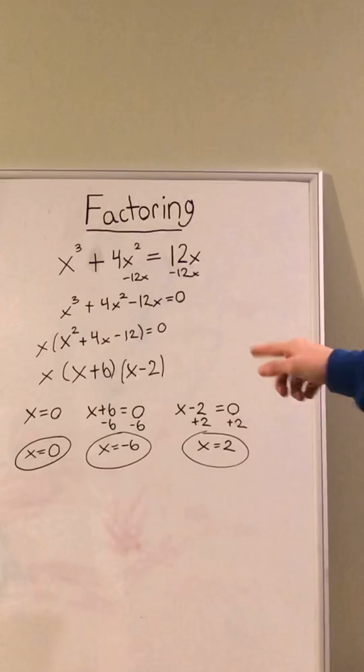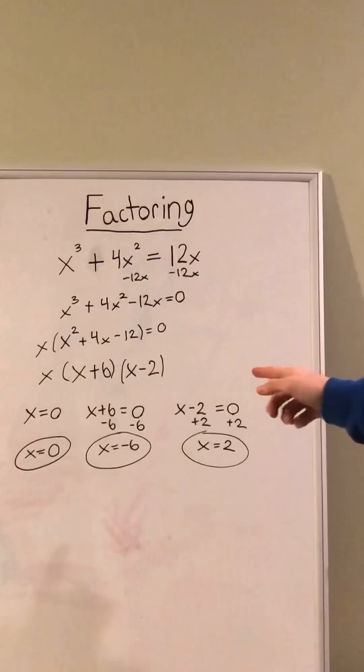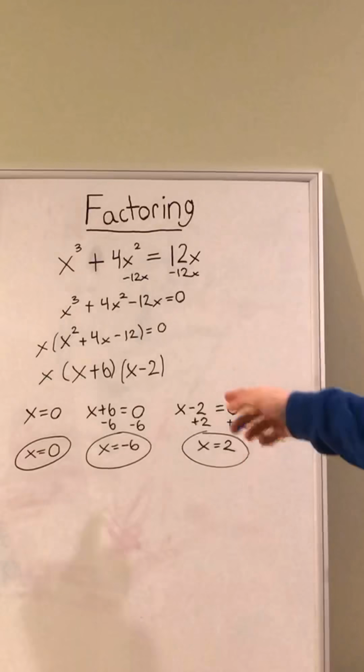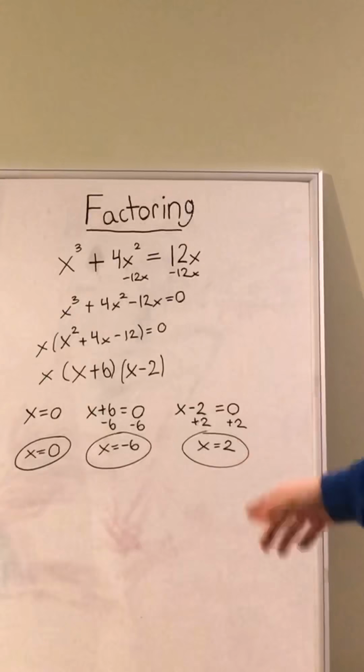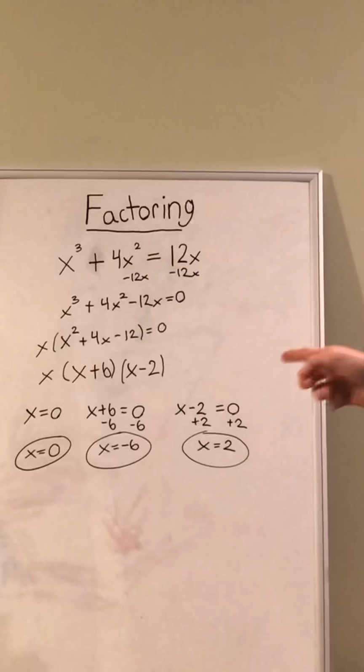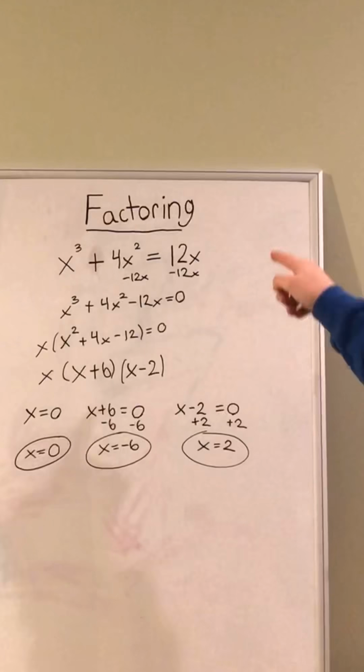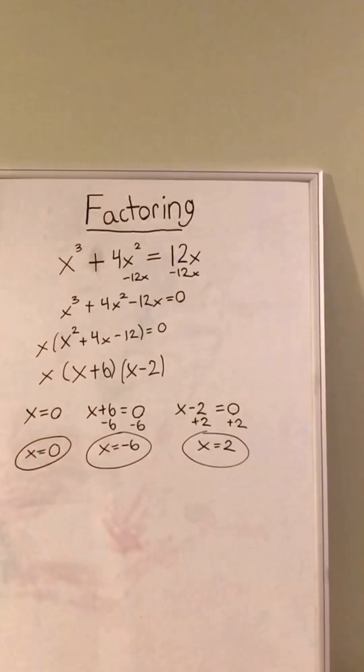Then you have x plus 6, and to get it equal to 0, you have to subtract 6 from both sides. So now the answer is x equals negative 6. And you can plug that back into the equation, and it will equal out to 0.